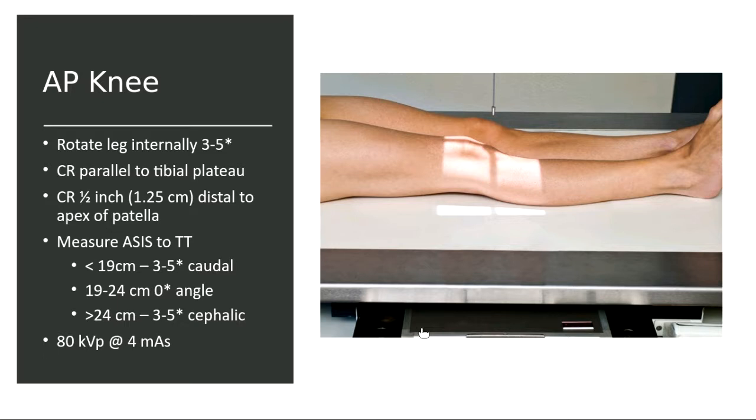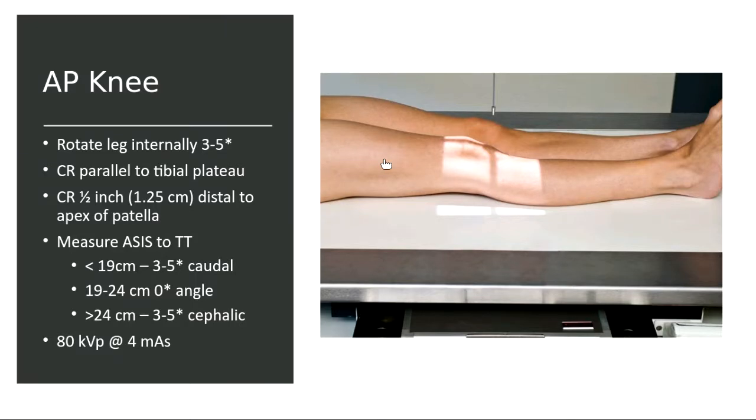The technique on this is 80 kVp at 4 mAs. The patient pretty much lies on the table. You want to make sure there's no rotation. What you need to do is internally rotate their leg 3 to 5 degrees in order for the knee to be in a true AP. What you're basically trying to do is get the interepicondylar line parallel to the IR. So you slightly internally rotate the affected leg.